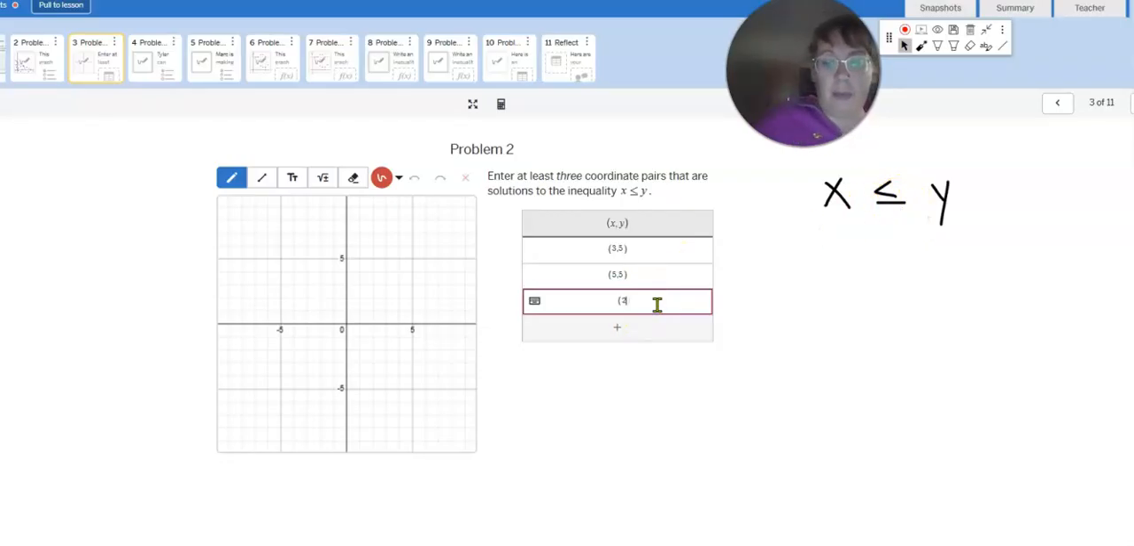And then another one might be 2, 8, right? Where 2, which is our x, is smaller than our y coordinate. So there's many options here that would fit this criteria. You're just listing 3, and you can even list more here if you'd like to. Let's go to the next problem.